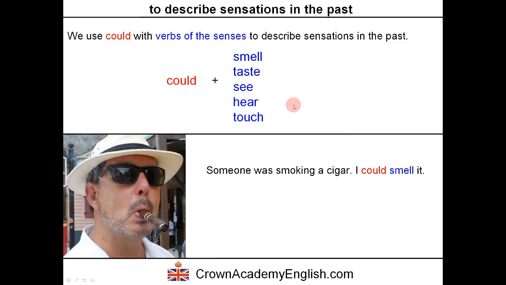Okay? We could say someone was talking in a cinema. I could hear him, or I could hear her. Or someone put salt in my coffee. I could taste it. So could followed by a verb of the senses.